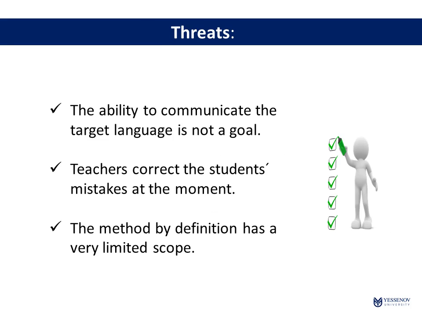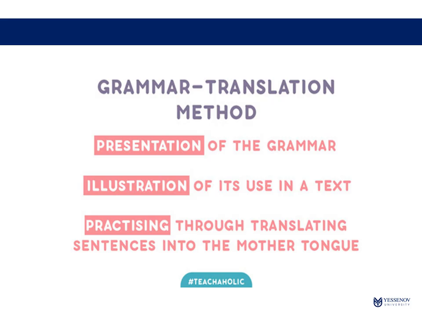Traits of grammar translation method. The ability to communicate in the target language is not a goal. The teacher corrects the student's mistakes at the moment. The method, by definition, has a very limited scope. So, this is grammar translation method, which hasn't changed since the 19th century, and it is still used in classes.